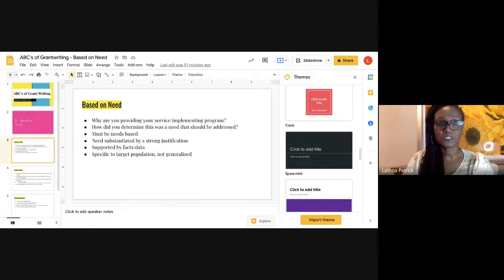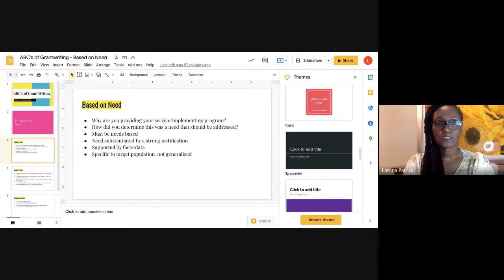So it should be supported by facts and data. The need statement is the place where you want to show your most compelling data, and it needs to be very specific to the target population. The statistics that you're sharing should be very community specific and not just generalized information. For example, if you're talking about teen pregnancy, you don't want to just talk about it from a national perspective, but specifically how it's impacting your targeted community.